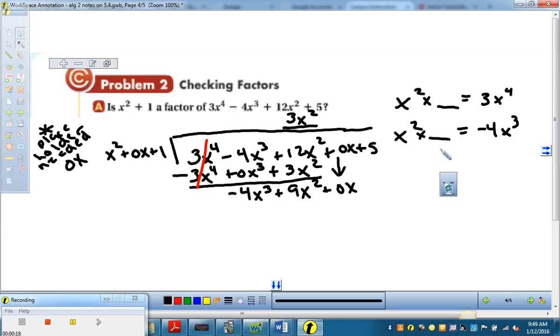So what do we put in? Negative 4x. Distribute it through. And we'll still get 0, and we'll write that as x squared. And we have negative 4x times 1, giving us minus 4x.